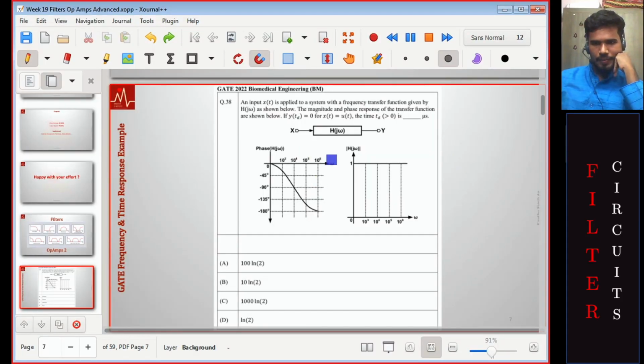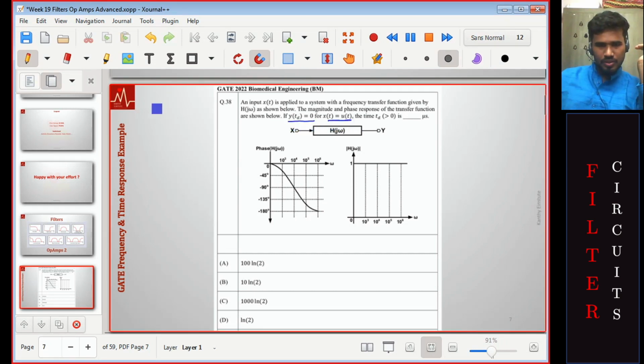We are given the frequency response of H of omega. So the transfer function magnitude and phase response is given. We have to find the output, or when the output becomes 0, for a step response. So of course we discuss some strategies for this.